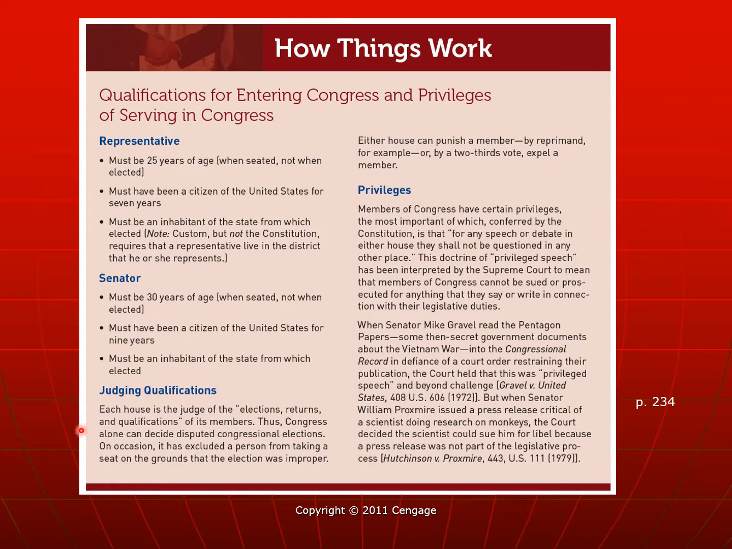Judging qualifications. Each house is the judge of the elections, returns, and qualifications of its members. Thus, Congress alone can decide disputed congressional elections. On occasion, it has excluded a person from taking a seat on the grounds that the election was improper. Either house can punish a member by reprimand, for example, or by a 2/3 vote expel a member.